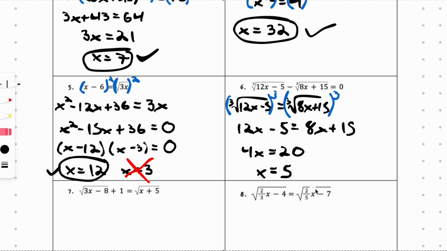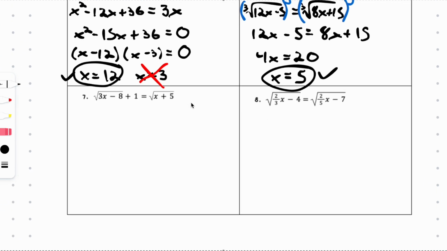Now we plug this back in. Sorry, I'm kind of speed running this. We get 5. 12 times 5 is 60. 60 minus 5 is 55. Then we take the third root of 55. I'm not going to do that, but we end up getting the third root of 55 for that first term. Now we plug in 5 again. 8 times 5 is 40. 40 plus 15 is 55. So we take the third root of 55. Now, the third root of 55 minus the third root of 55 is going to be 0 because they're the same value. So that works out.